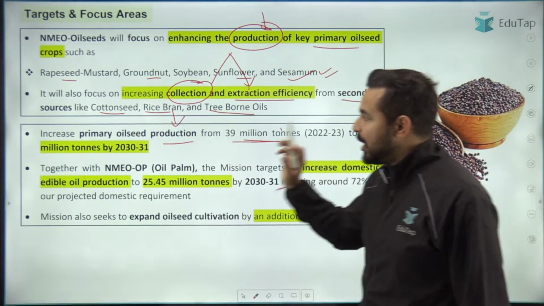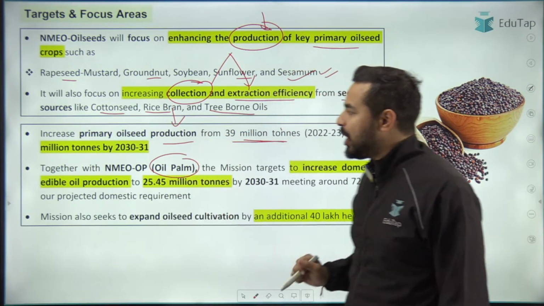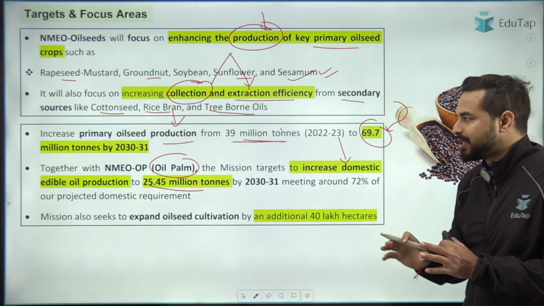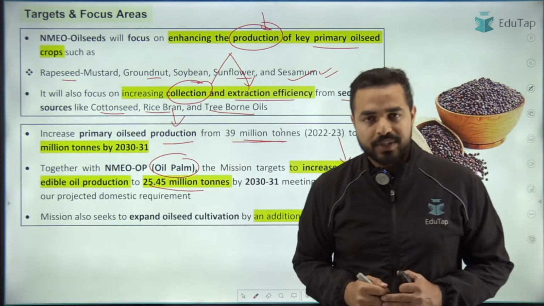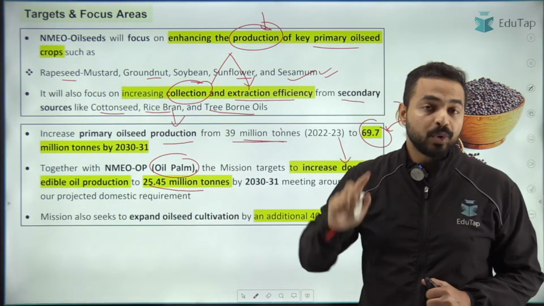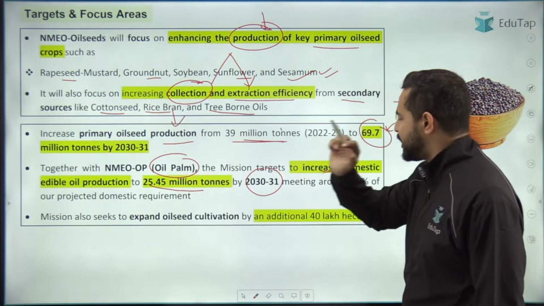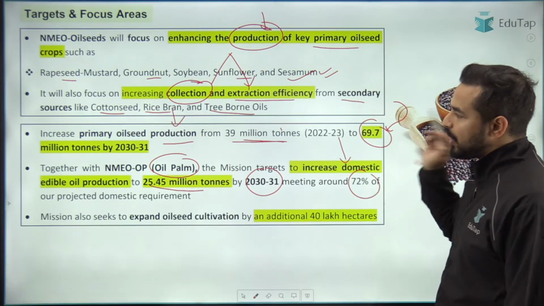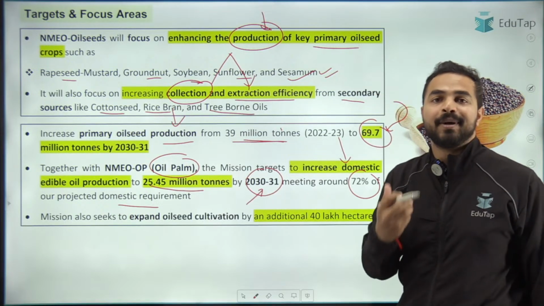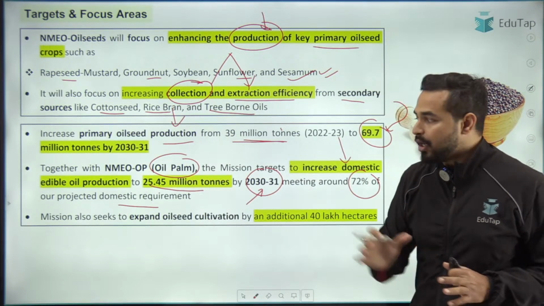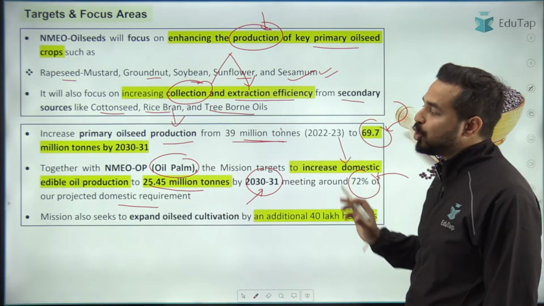Apart from that, we all know that the Government of India has also launched the National Mission on Edible Oil. तो आप देख सकते हो कि ऑयल पाम मिशन के साथ मिलके भी हम ऑयल प्रोडक्शन के ऊपर काम करेंगे. सो यहाँ पर दो चीजें फोकस एरिया हैं, एक तो ऑयल सीड प्रोडक्शन को इंक्रीज करना है, दूसरा ऑयल प्रोडक्शन को भी इंक्रीज करना है. And this will be done by 2030-31, meeting around 72% of the projected domestic requirements. तो इस ईयर तक जो हमारी डोमेस्टिक रिक्वायरमेंट होगी as per the population of the nation, basically we will be focusing on fulfilling 72% of our domestic demand.